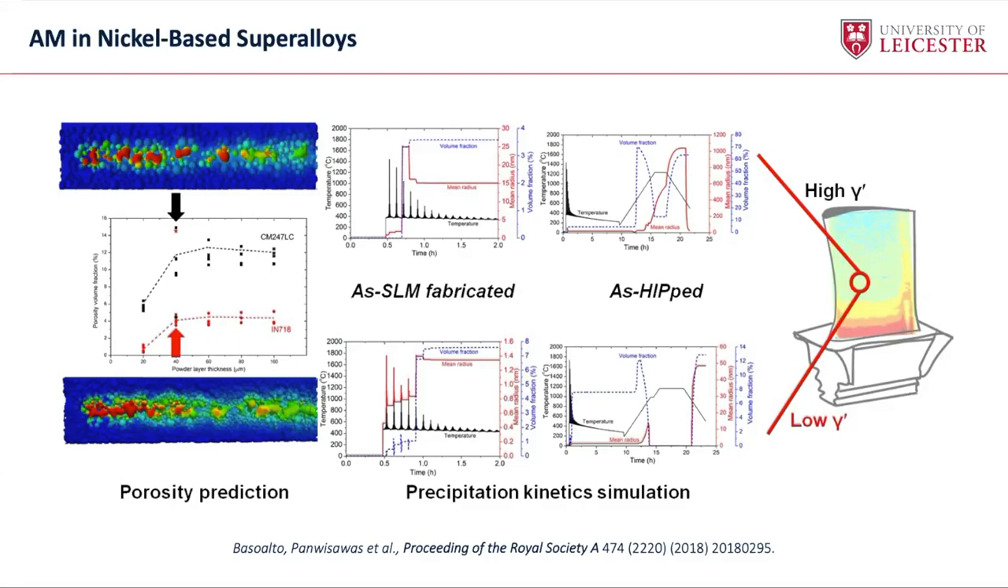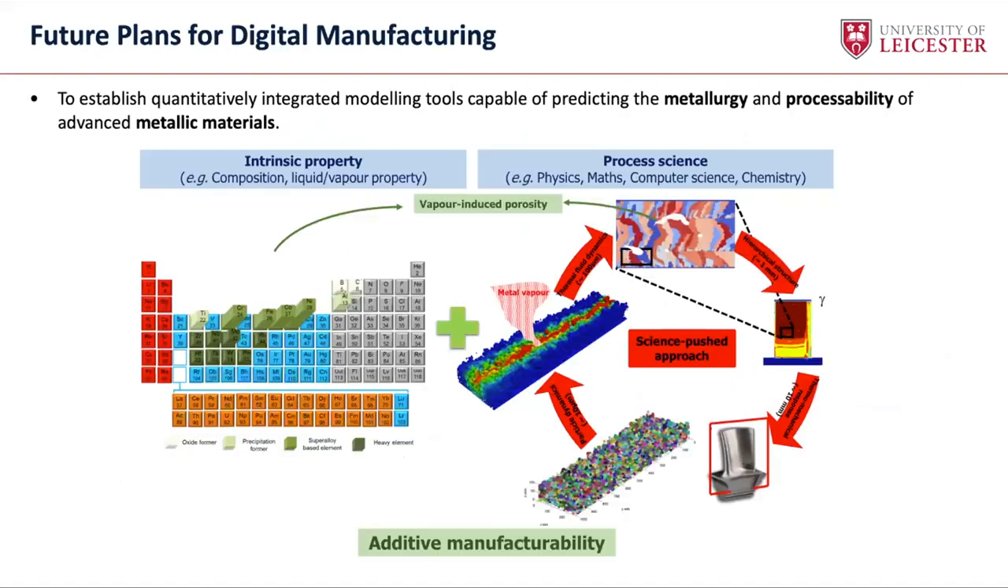So this deals with the fundamental understanding of the physical property and the thermal fluid behavior, which you can look at in the Proceedings of the Royal Society A, paper 2018. And the plan for this is to fill up the gap of the AI that we are talking about for alloy and process design. And the future of this is to establish some kind of high-fidelity model that integrates metallurgy and processing to advance metal material manufacturing. And this is to link these two together.